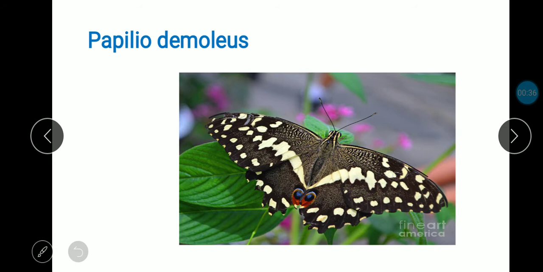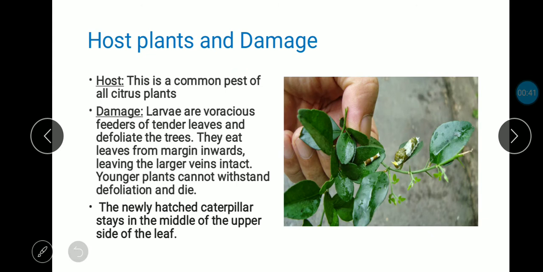This insect is very harmful to citrus plants, and the damage is due to the larval stages. The larvae are voracious feeders of tender leaves and defoliate the trees. Means they feed on leaves, all the leaf is eaten and defoliation takes place. Means there are no leaves on the plant after attack of this pest. They eat leaves from the margins towards the inside, leaving the larger veins intact. Means only the veins of the leaf remain. Younger plants cannot withstand such defoliation and die.